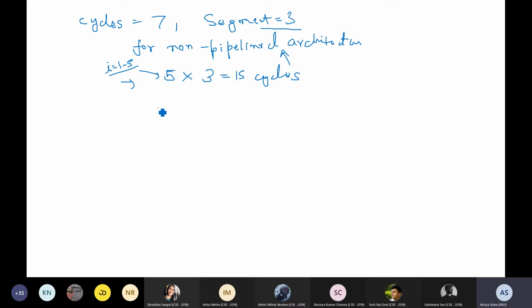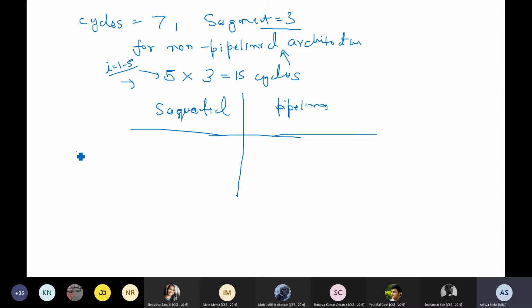Let's write it down here, you have sequential. Can you call the non-pipelined architecture a sequential architecture? Sequential and pipeline. You can have a comparison with various values of n. N tells you how many inputs there are. In our case, it was 5. So if n equals 5, for sequential it will be 3 into 5, that is equal to 15, if you need 3 cycles for one input in a non-pipelined architecture.